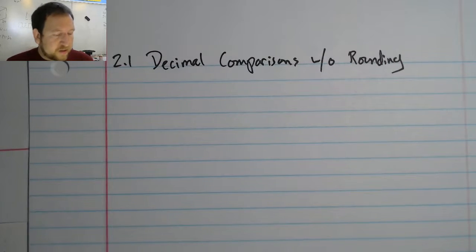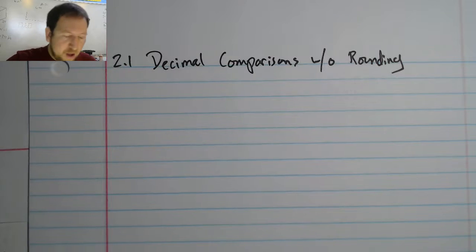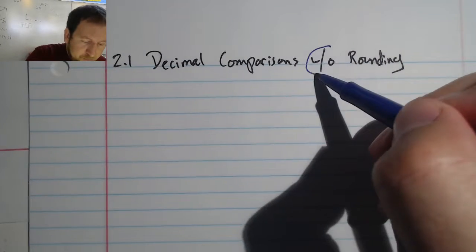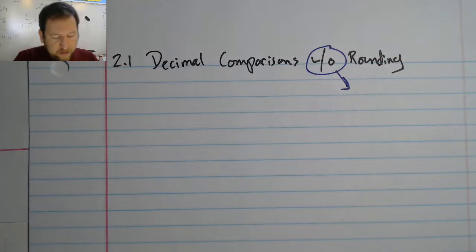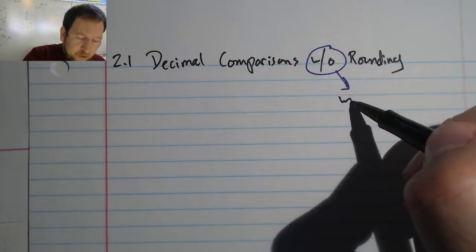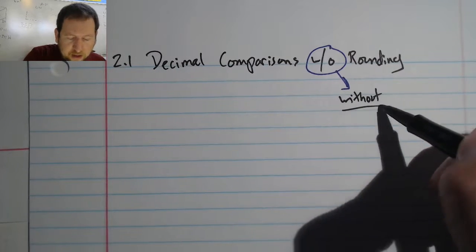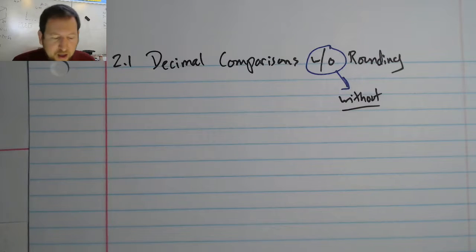All right, I want to talk about section 2.1. This one's called decimal comparisons without rounding. Notice I did use another shorthand here. This W/O means without. And I use it a lot when I'm taking notes because that's a word that we use a lot. And just a simple W/O will do with this.